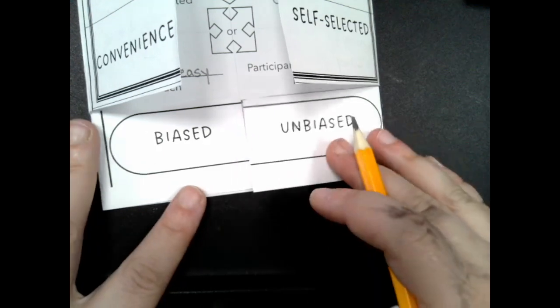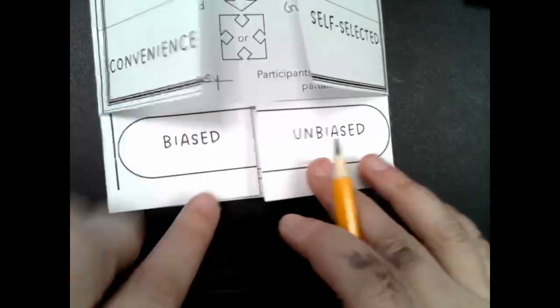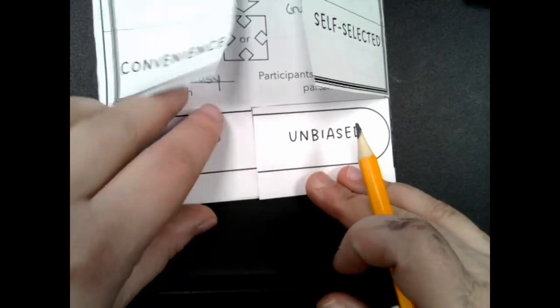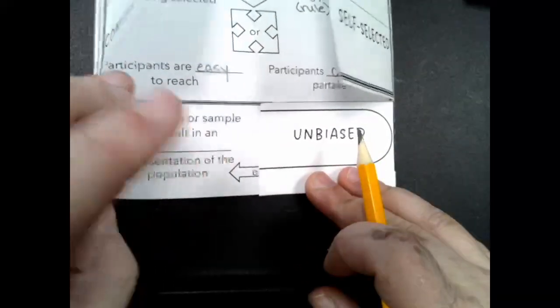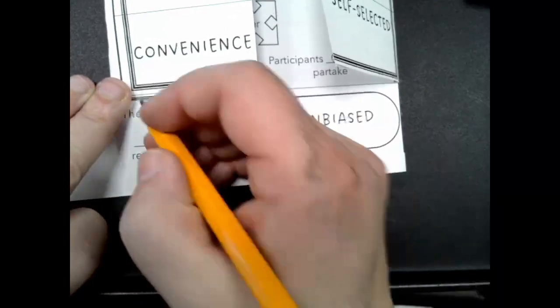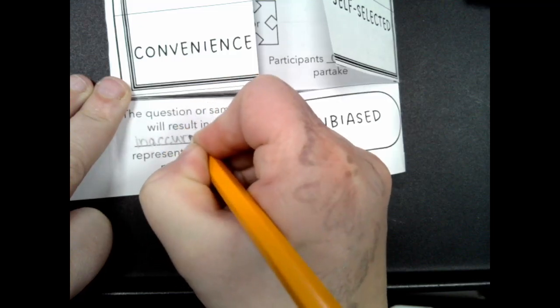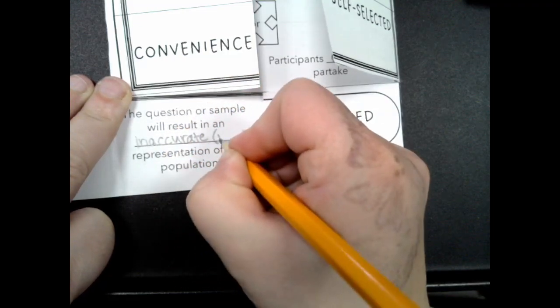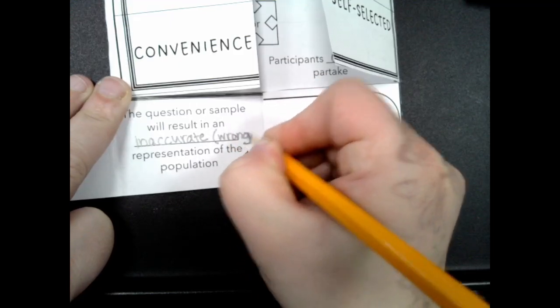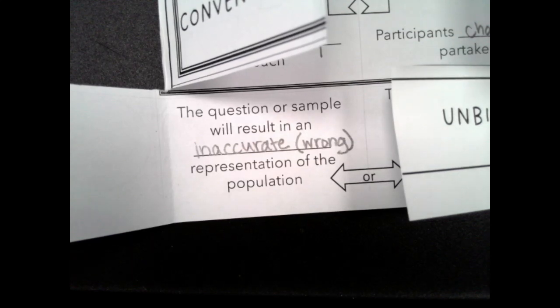Bias is like you're kind of leaning towards something, you kind of already have an opinion, you're trying to sway someone. So a biased question, this is based on the question that we ask or the data we collect. So the question or sample will result in an inaccurate or a wrong representation of the population.